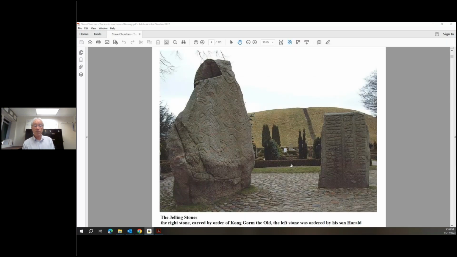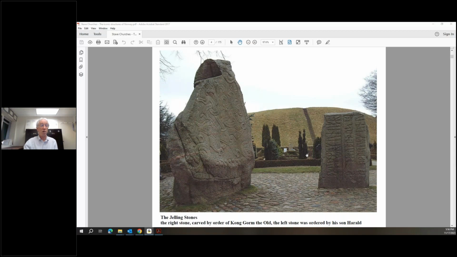So what you see here are what are known as the Jelling stones. And the Jelling stones, there's two of them. And behind them in this picture is a large burial mound. The Jelling stone on the right is from King Gorm the Old, Harold's father. And the left stone was ordered by his son Harold. So they had these two carved in their own times. They sit together in Jelling, Denmark, and they are inscribed and carved.